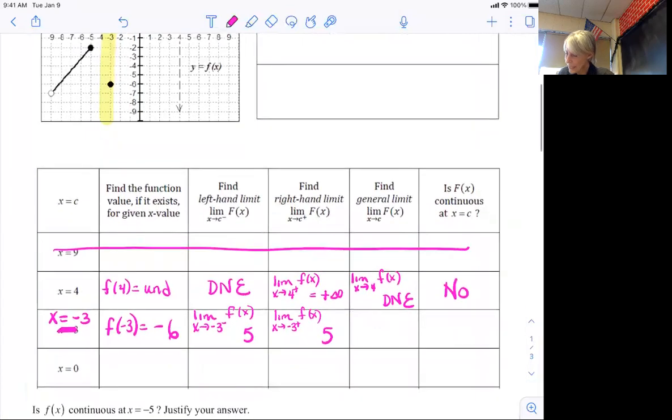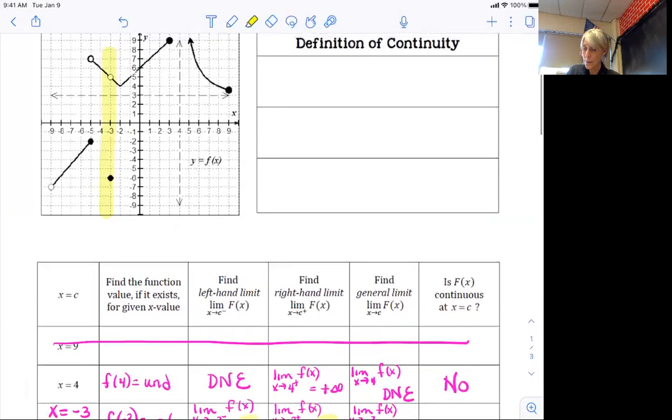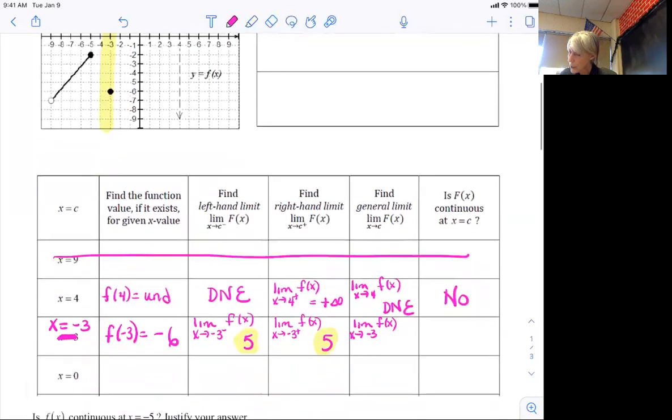So what is the limit as x approaches -3? Well, since my left limit and my right limit are the same, since I'm approaching the same number, remember that missing point there does not matter. Your y values matter. My limit is 5.